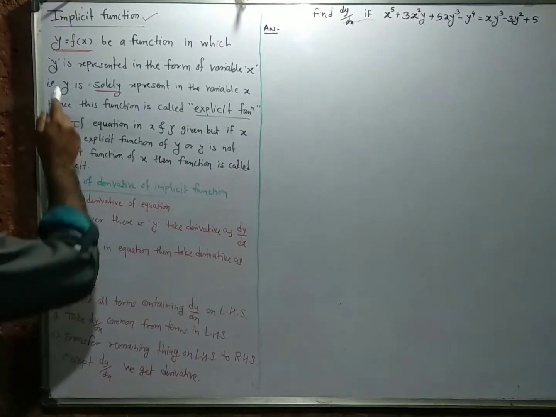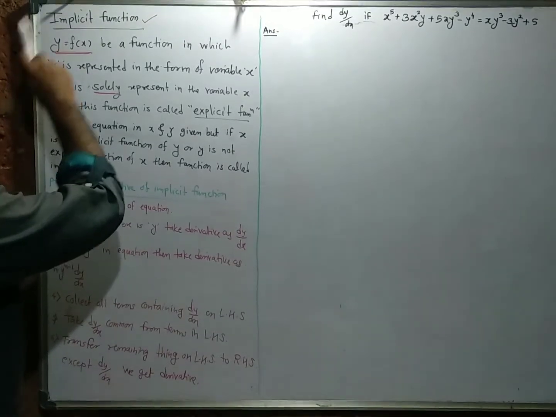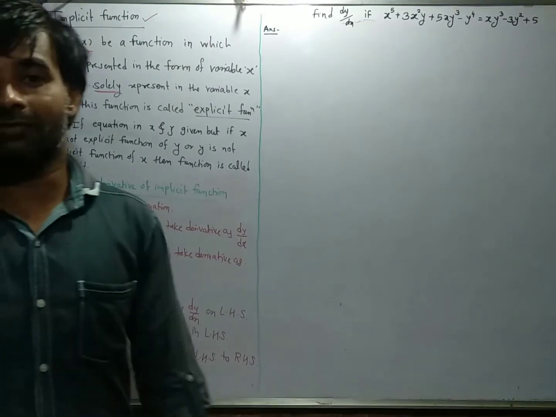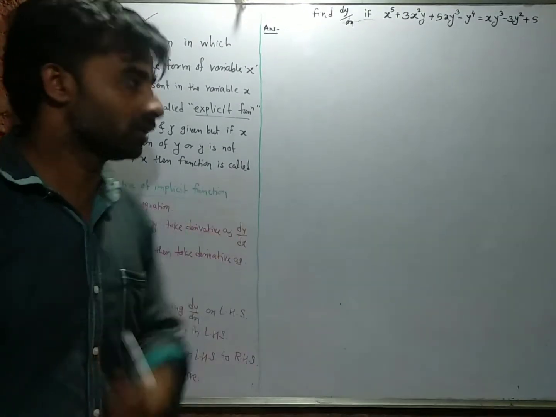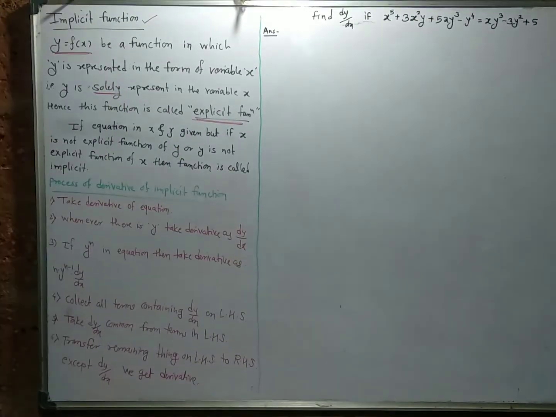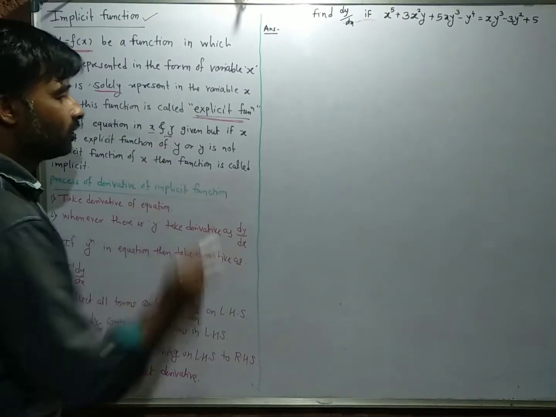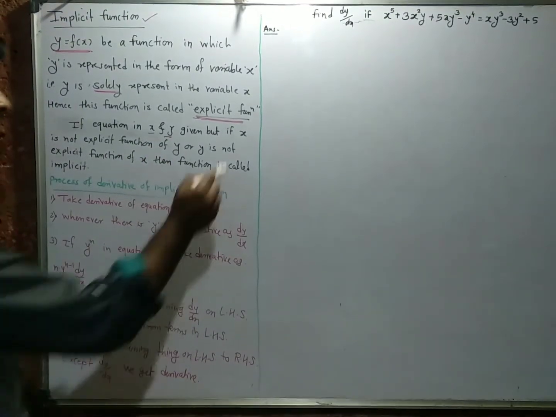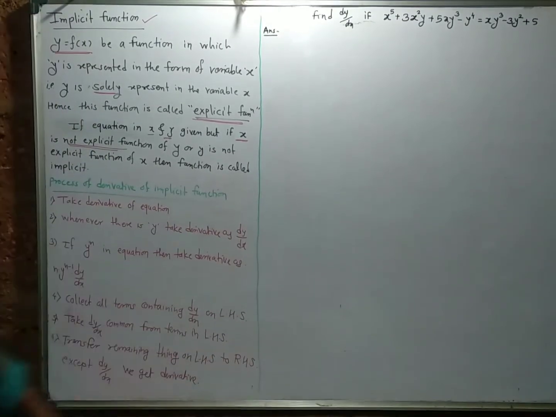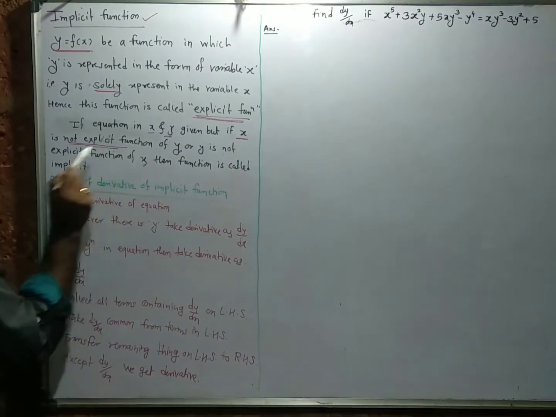And therefore, if variable y is represented in the form of x, that means one variable is represented in the form of only one other variable. At that time, this function is called an explicit function. Now, if some equations consist of x and y variables, that means two variables, but x is not explicitly represented in the form of y, or y is not explicitly represented in the form of x.